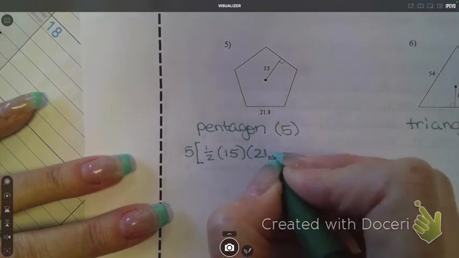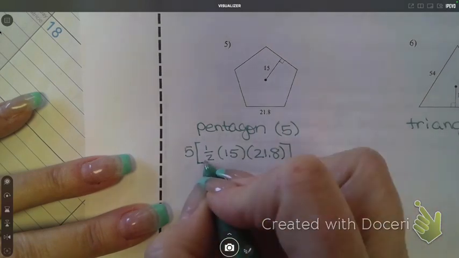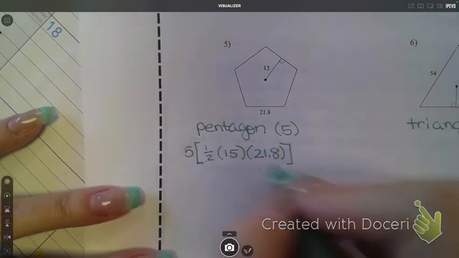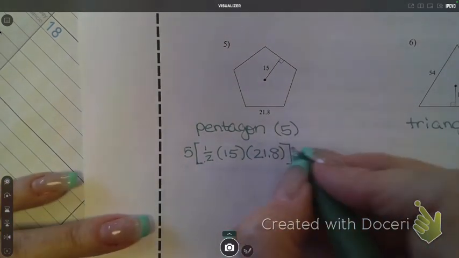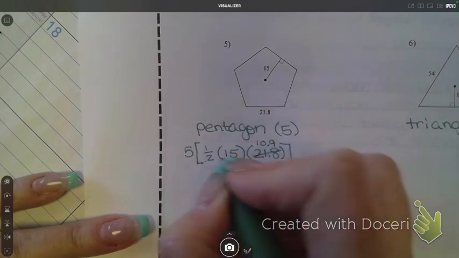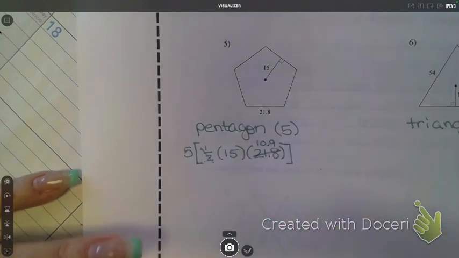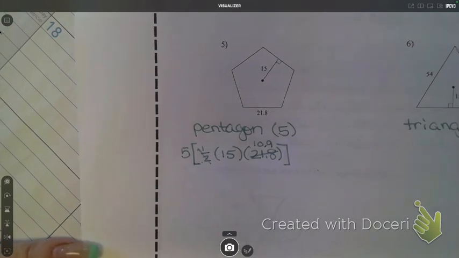5 times what? 1/2 times 28 by 21.8. What would we take half of there? I wouldn't do anything until the end. I would take half of 21.8 just because it's even. So that would be 10.9. So 10.9 might be better to multiply than 21.8. You know, maybe. Okay. Yeah.